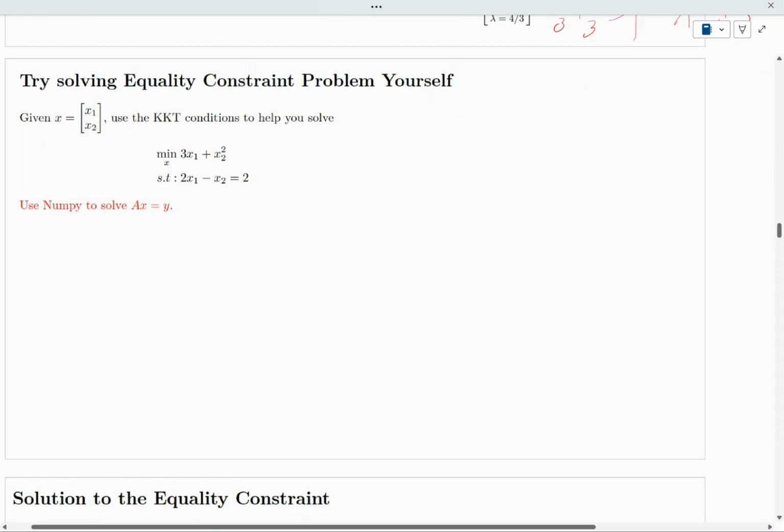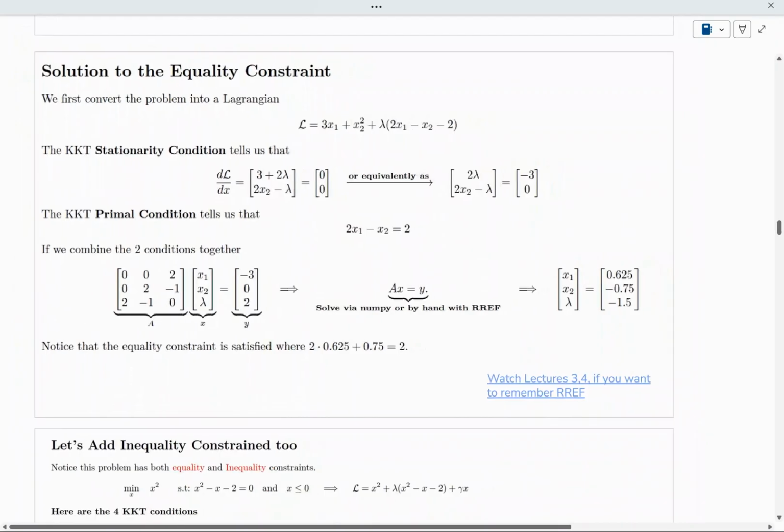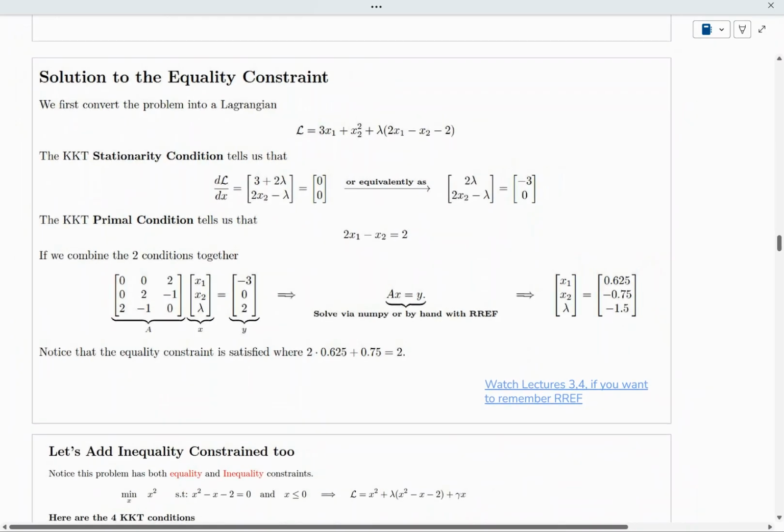All right, so let's pause the video again, see if you can use the same idea and try to solve this one. Okay, pause the video. I'm going to move on. The solution is right here, for that previous one. Hopefully you were able to get it.